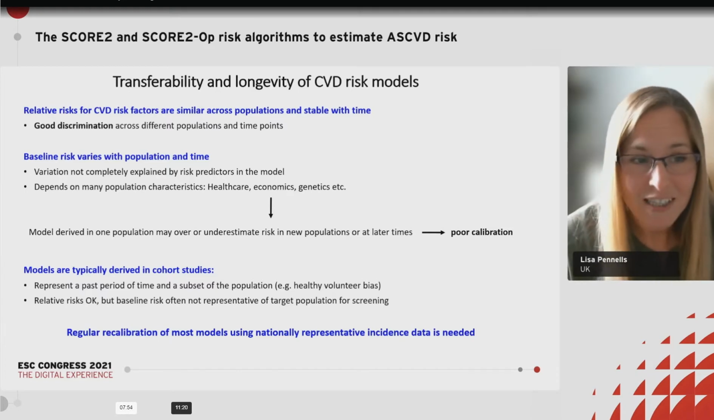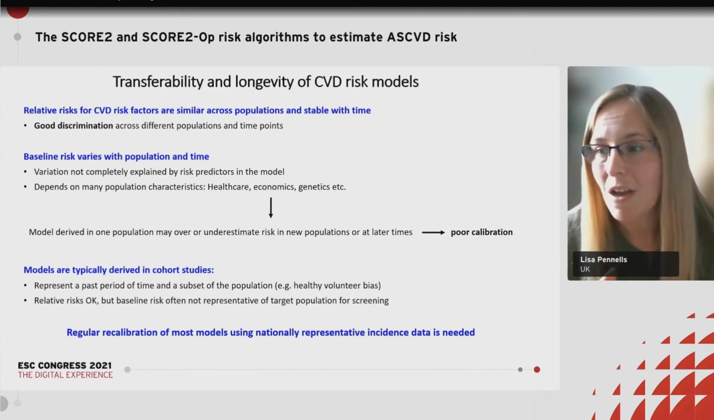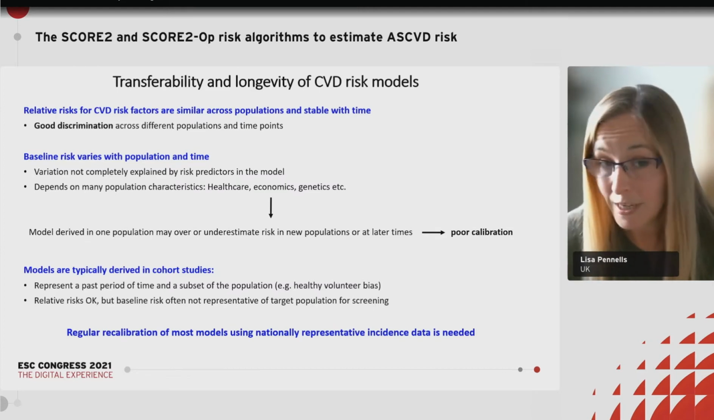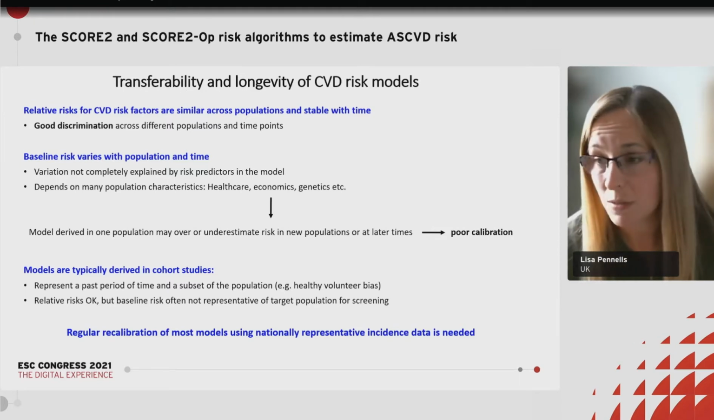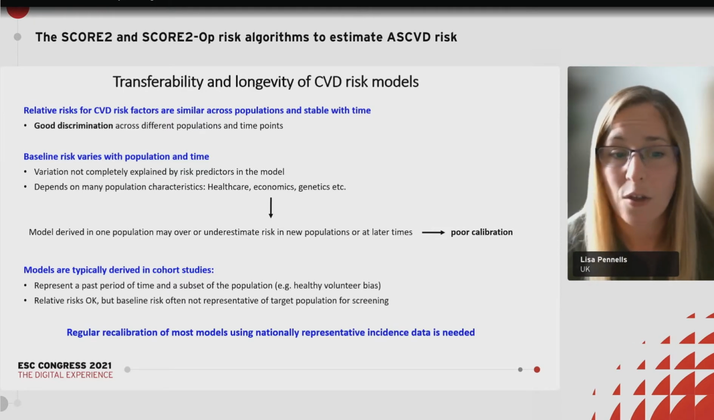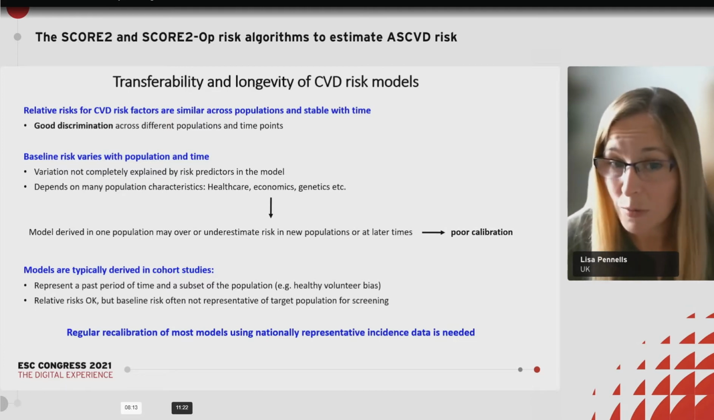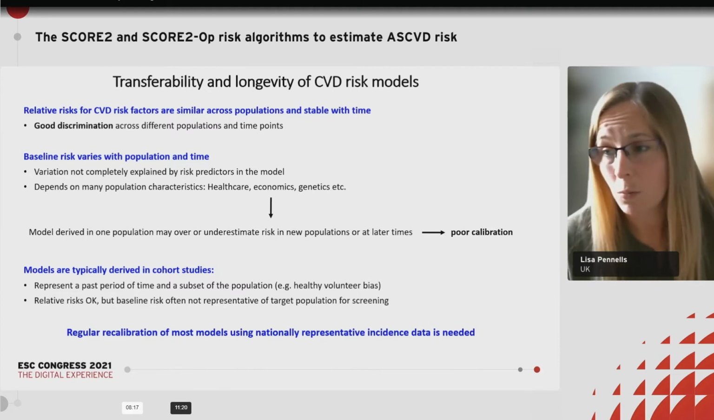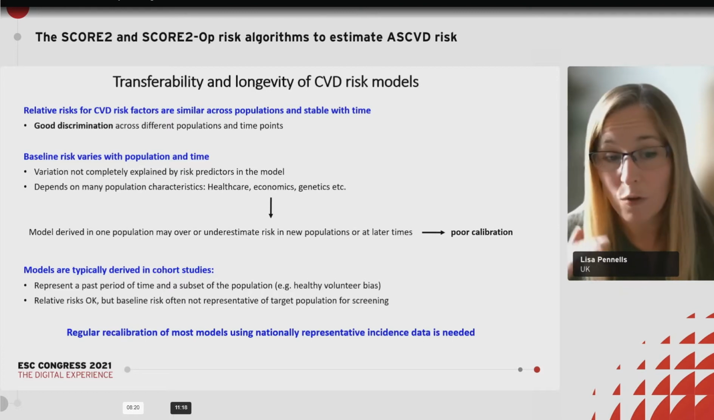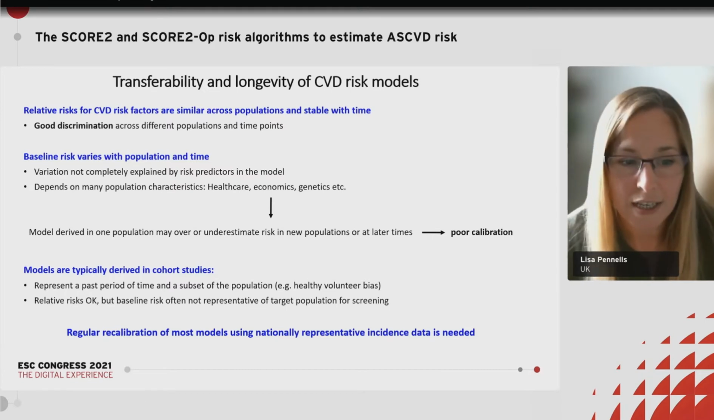However, the baseline risk varies enormously with the population and also with time as CVD event rates go up or down. And importantly, this variation is not completely explained by the risk predictors in the model. So it may depend on other population characteristics, such as the quality of healthcare, the economic situation, for example. And what this means is that a model derived in one population may systematically over or underestimate risk in a new population or at a later time point. So it may be poorly calibrated.